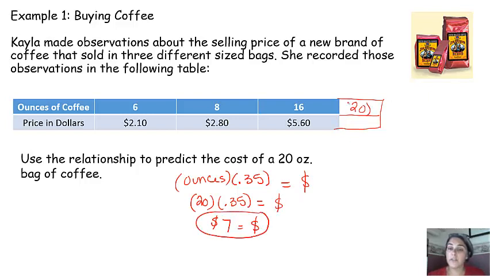Some of you just continued the table and you said, oh, I just take the 20 and I multiply by 0.35, and you absolutely came up with $7 for that bag of coffee.